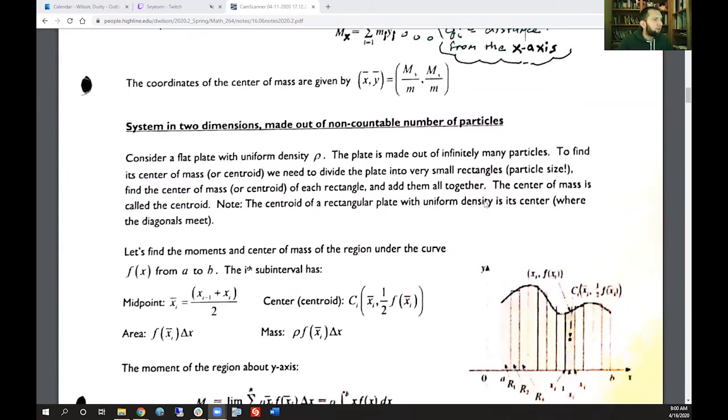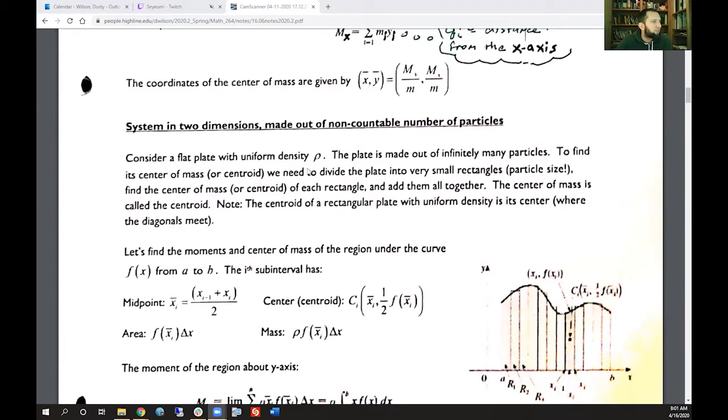So far, we have considered exclusively systems with a finite number of particles, so we could add all those things up with just a summation. But what happens if there's an infinite number of particles, e.g. you have some sort of continuous object? If you have a continuous object, we're basically going to do the same thing.